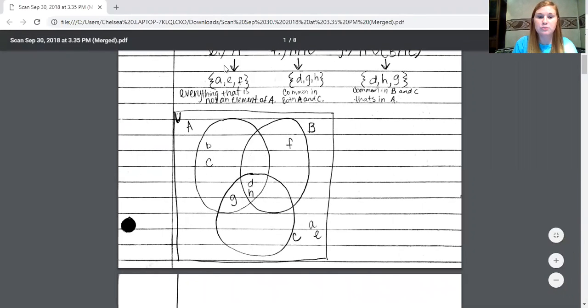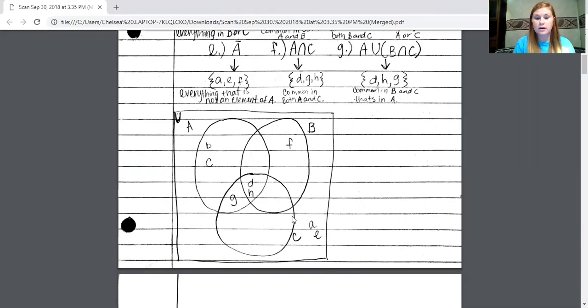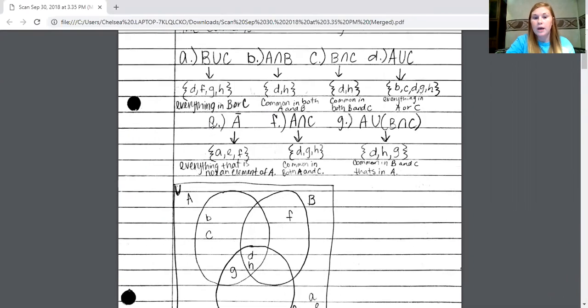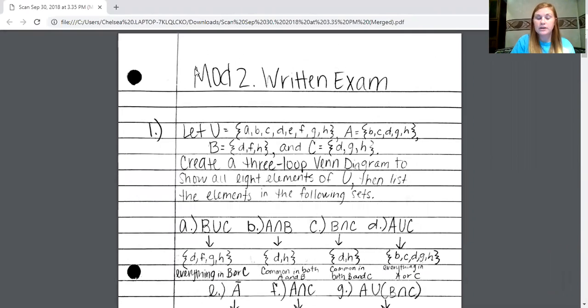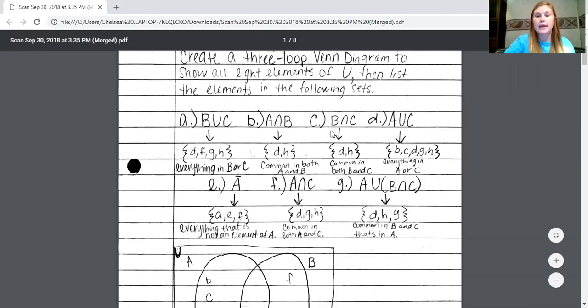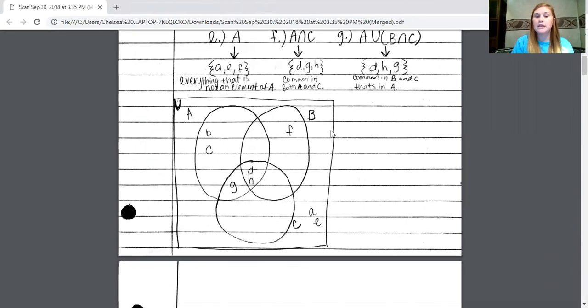So that's what I did. I just plugged those letters into the position where they would fit. The 2 letters you see here, A and E, are a part of the universe, which was up here and says all of the letters A through H. Those 2 letters, A and E, were not listed in A, B, or C, but they were in the universe. So we would keep them within that square that we call the universe, but not in the circles.